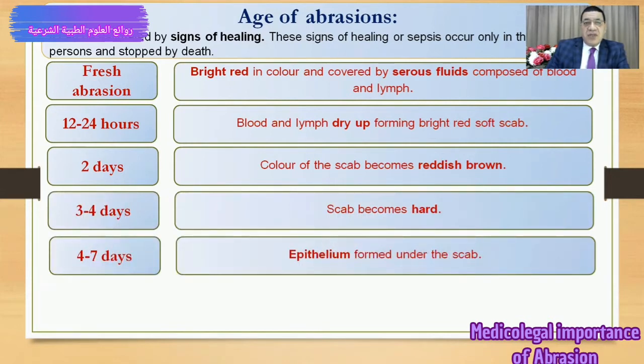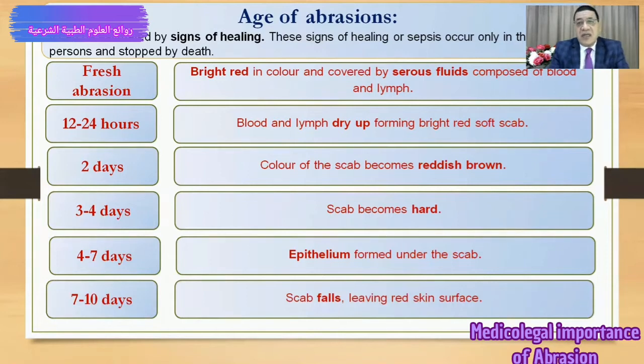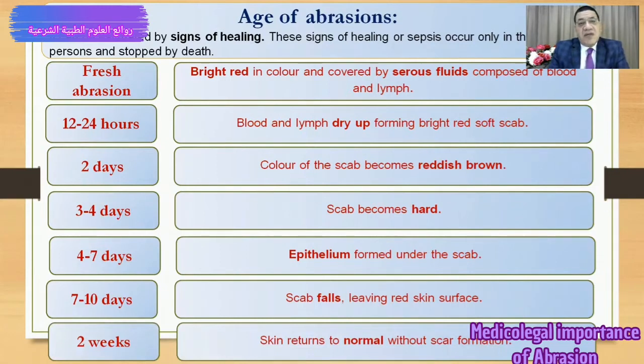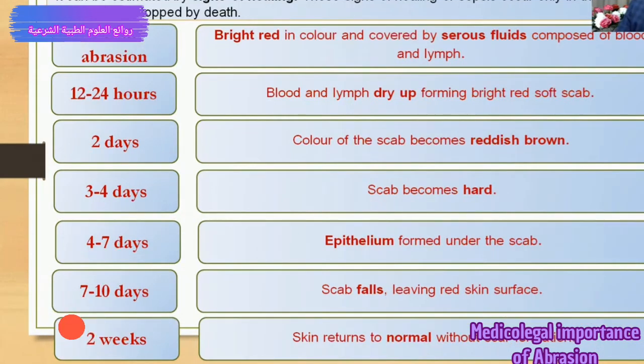If the abrasion was fresh, it is bright red in color and covered by serous fluid composed of blood and lymph. By 12 to 24 hours, the blood and the lymph dry up, forming a bright red soft scab. 2 days after, the color of the scab becomes reddish brown. 3 to 4 days, the scab becomes hard. 4 to 7 days, epithelium forms under this scab. 7 to 10 days, the scab falls, leaving a red skin surface. After 2 weeks, the skin returns to normal without scar formation.